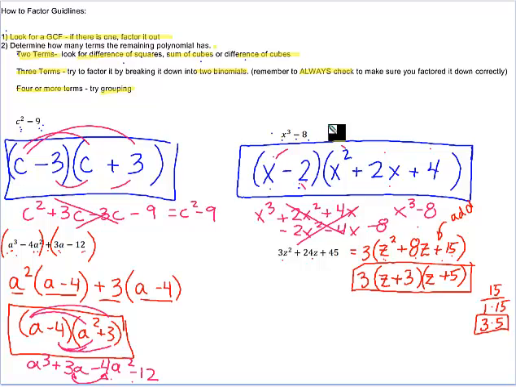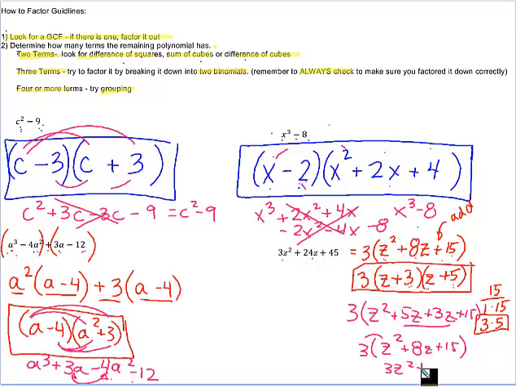Last but not least, 3, and then in parentheses, z times z is z squared. z times 5 is plus 5z. 3 times z is plus 3z. 3 times 5 is plus 15. These middle two can combine, so we'll have 3 times z squared plus 8z plus 15. And then the 3 distributes through. So we have 3z squared plus 24z plus 45, which is exactly what we started with.